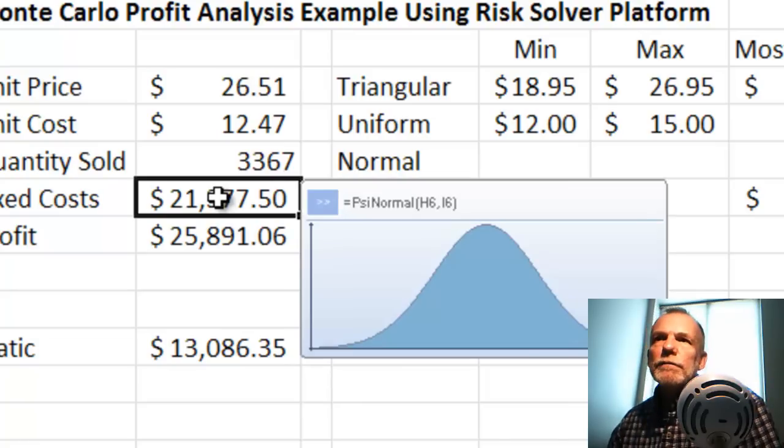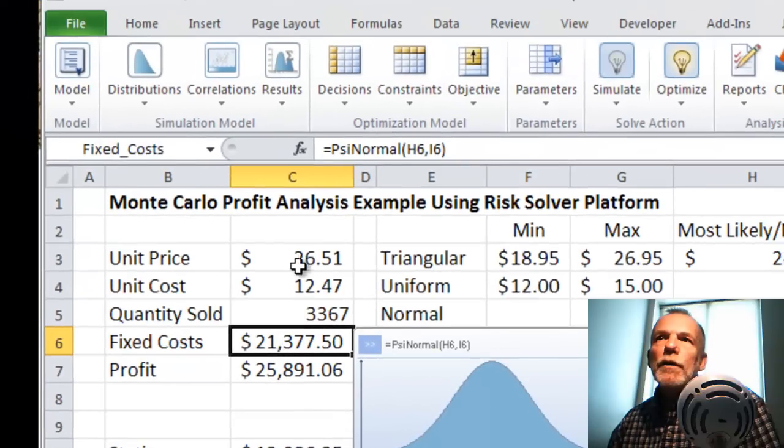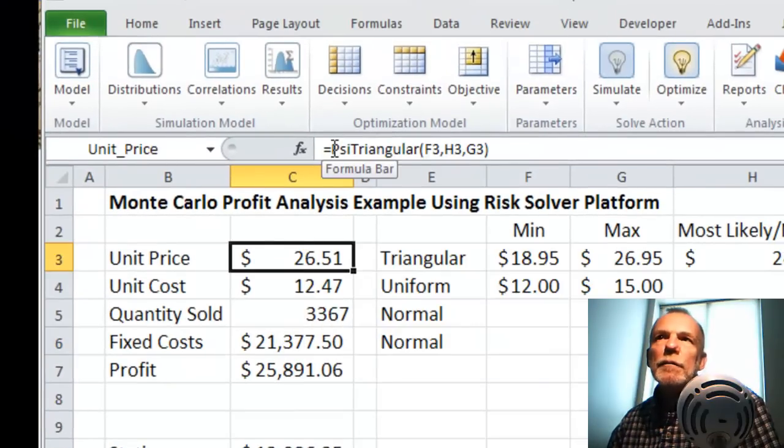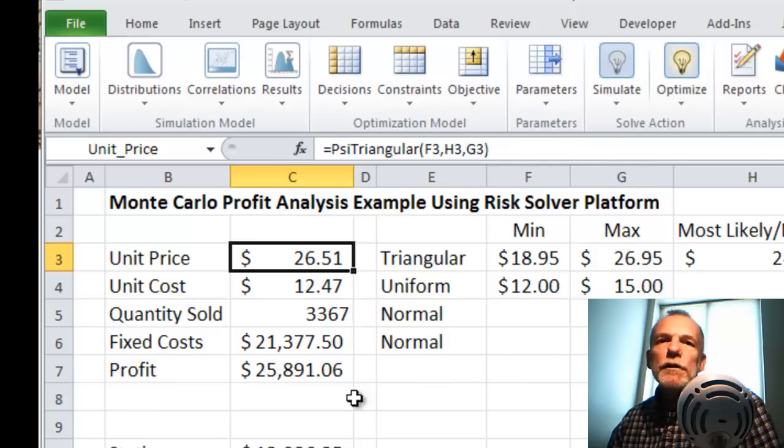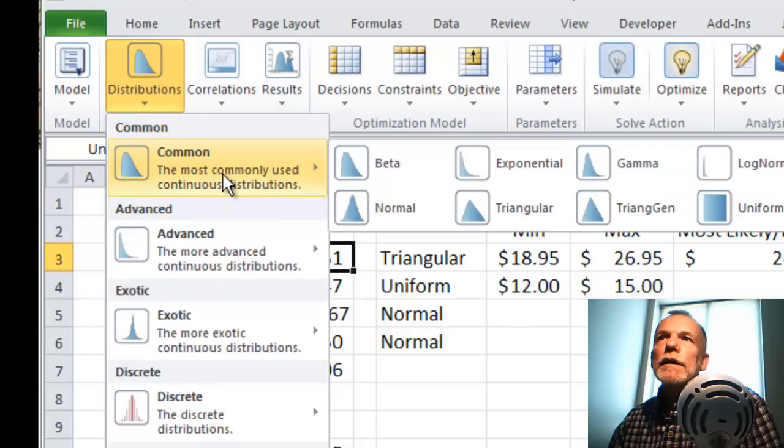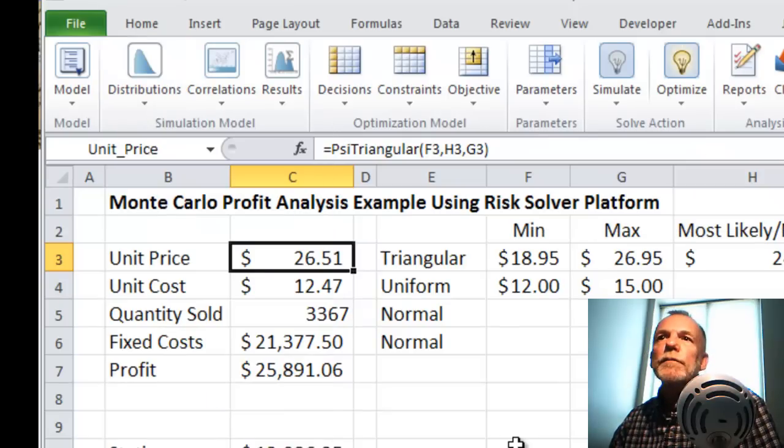You might remember that there are two ways that we might enter those. One is just as an Excel function, start typing equals PSI and triangular, and the formula completer will bring up the different options, and then we put in those arguments of the minimum and most likely and then maximum values for a triangular distribution. Another way you can enter distributional terms is using the Risk Solver Platform ribbon, Distributions, and then have a range of values or distributions to choose from.